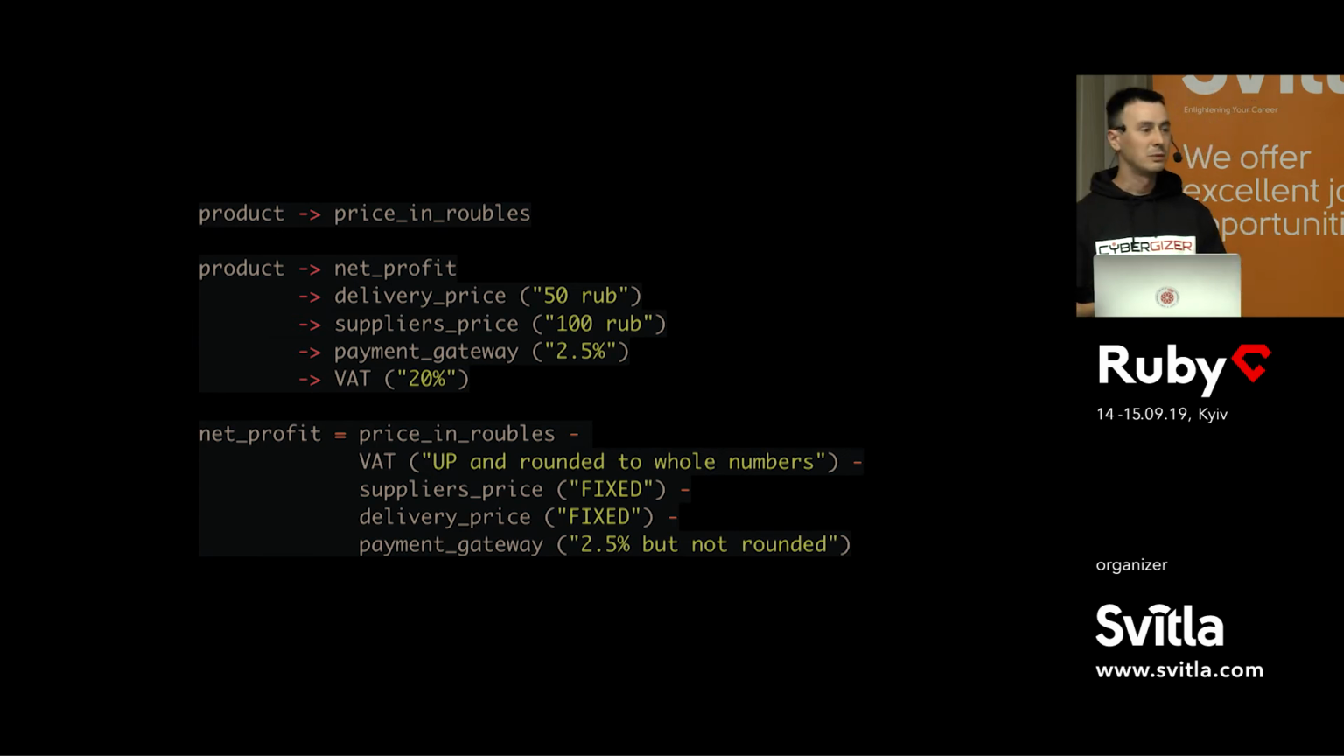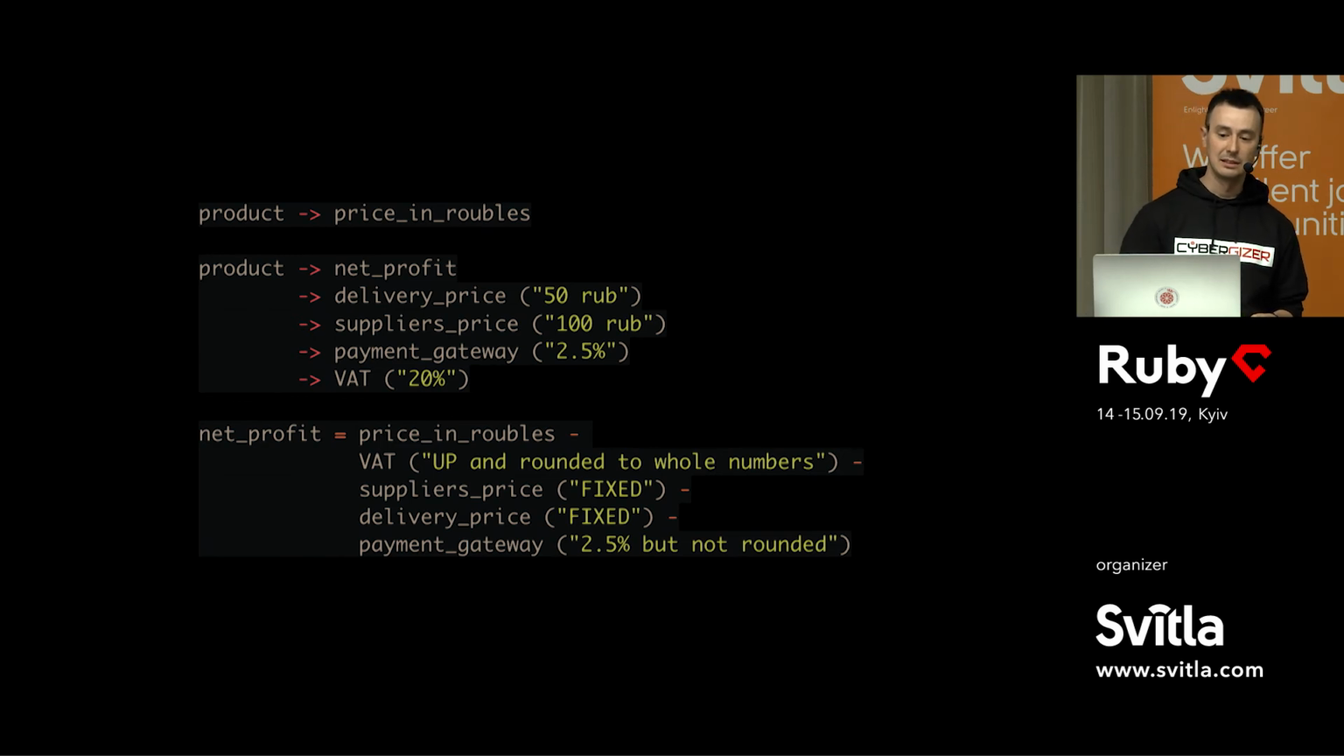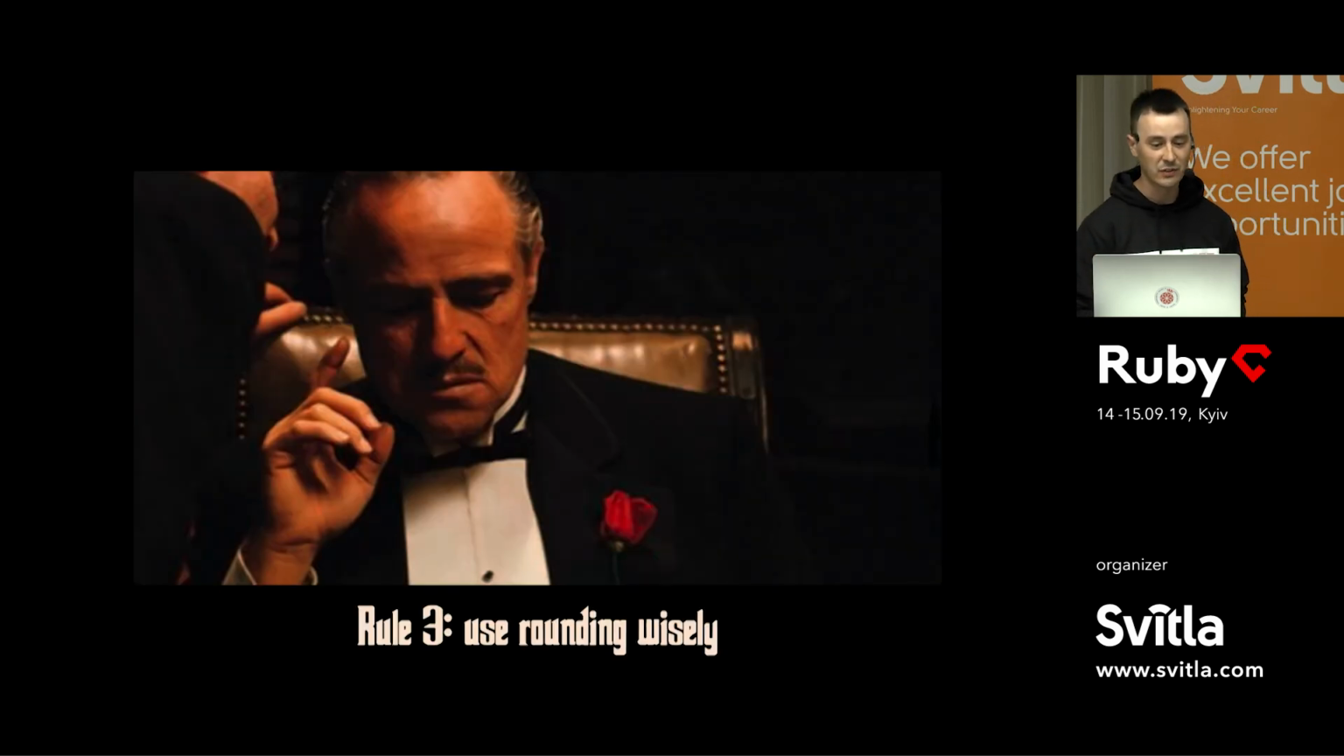And round them once per month. So row number 3, please use rounding wisely. And there were stories about how people do rounding, opening accounts in bank and making money, like 3 rubles per month, just because of errors in the system. So 3 rubles is a lot.